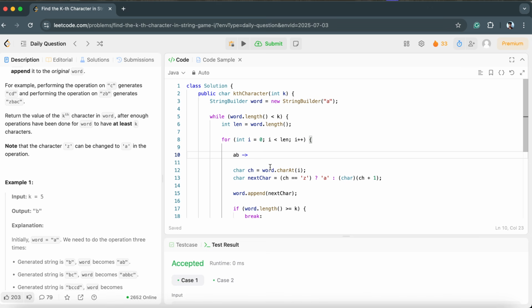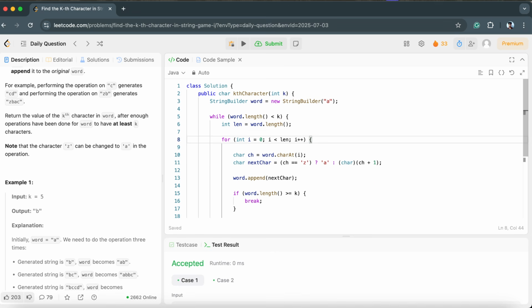Because a is the first character, the next character is b, and for b the next is c. The moment we get b, we will append it. The moment we get c, we will append it. So that is the operation we will keep on doing. Previously ab was the string, and bc is the new string that got appended. That way we can keep on forming the strings.